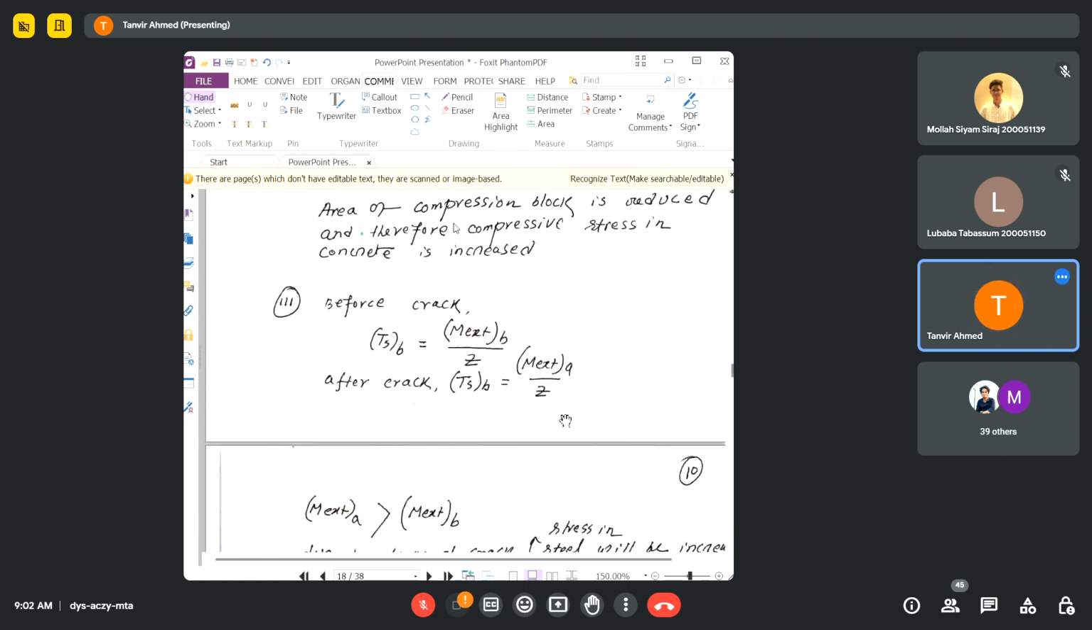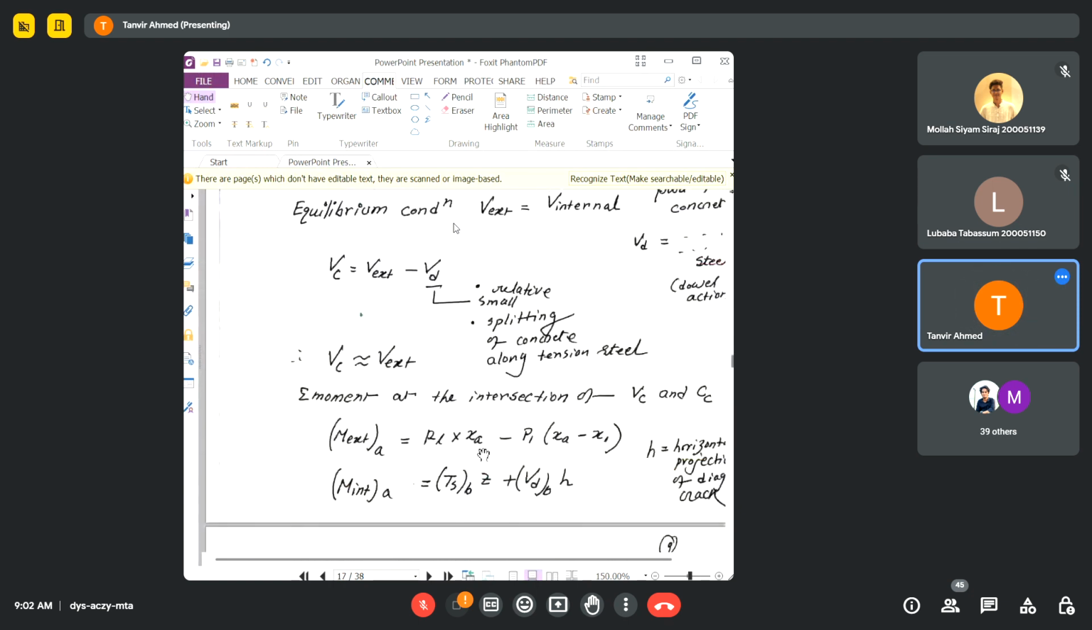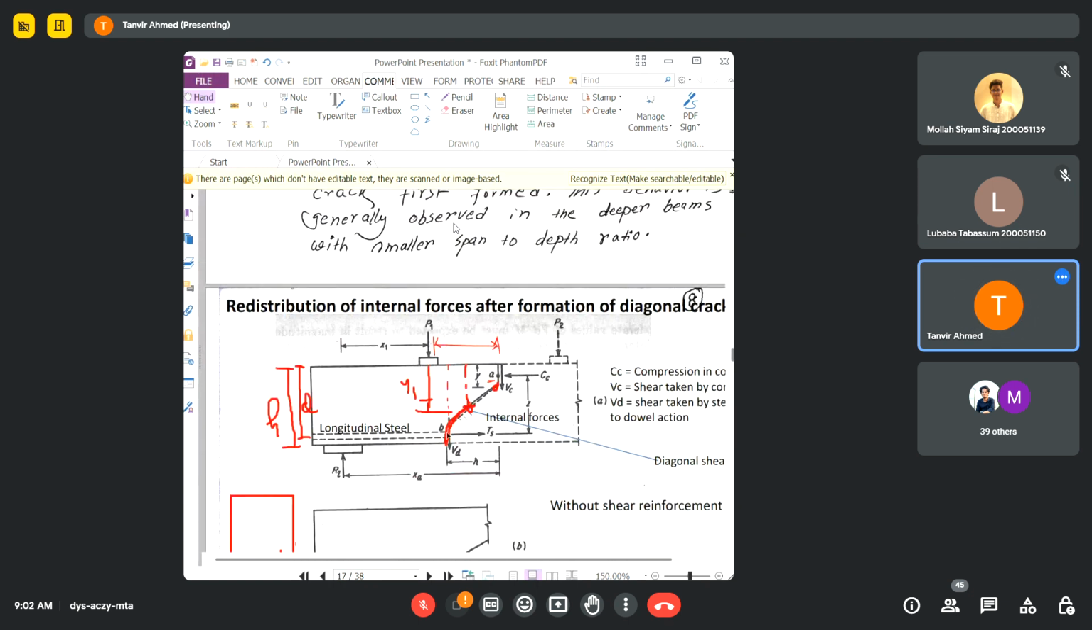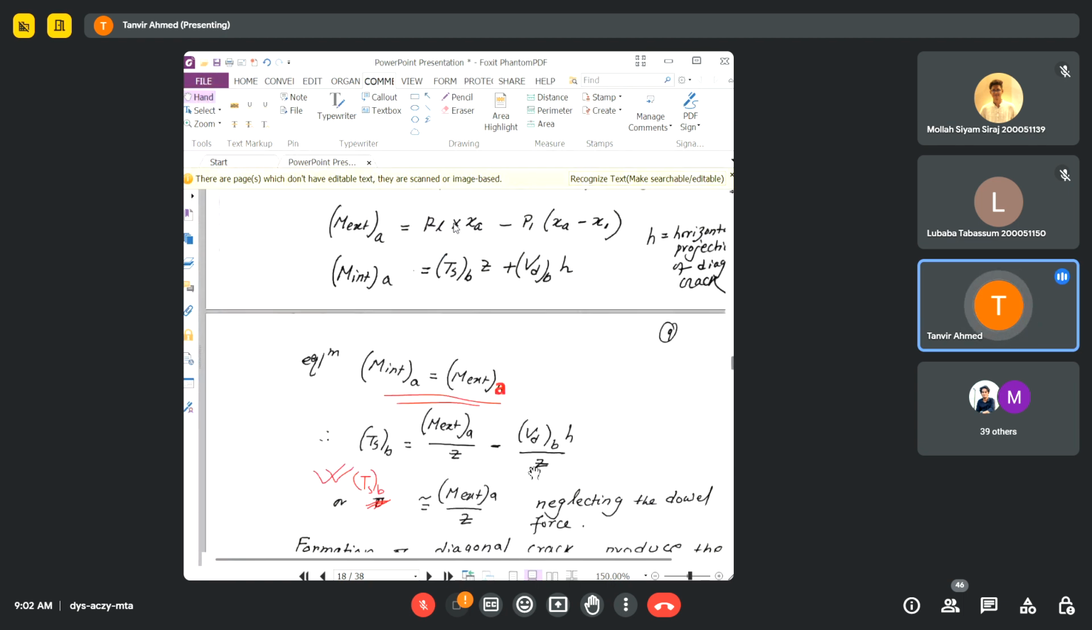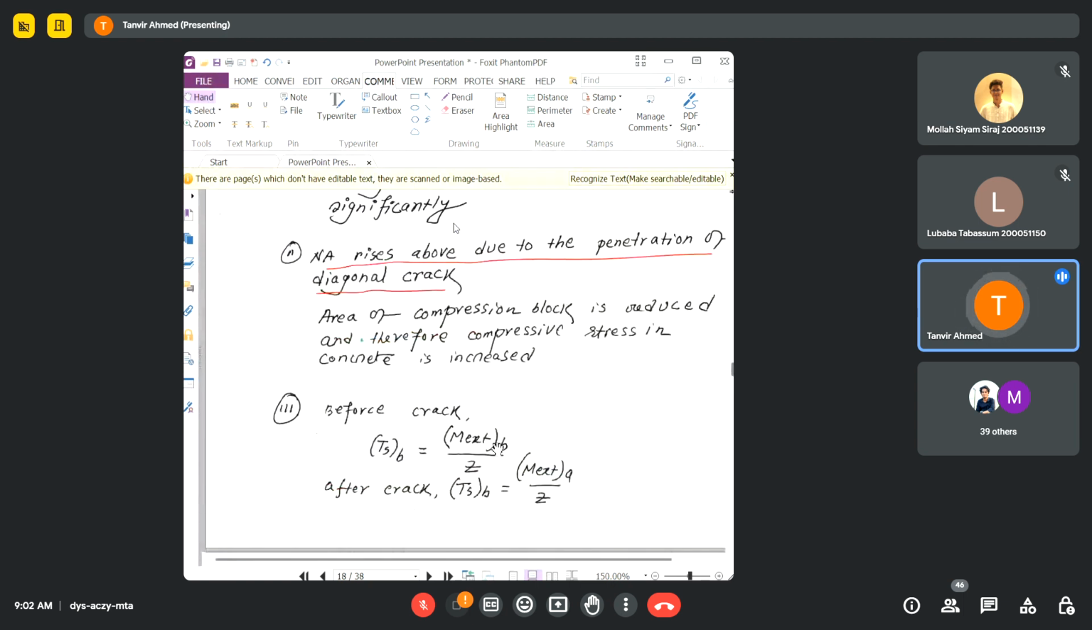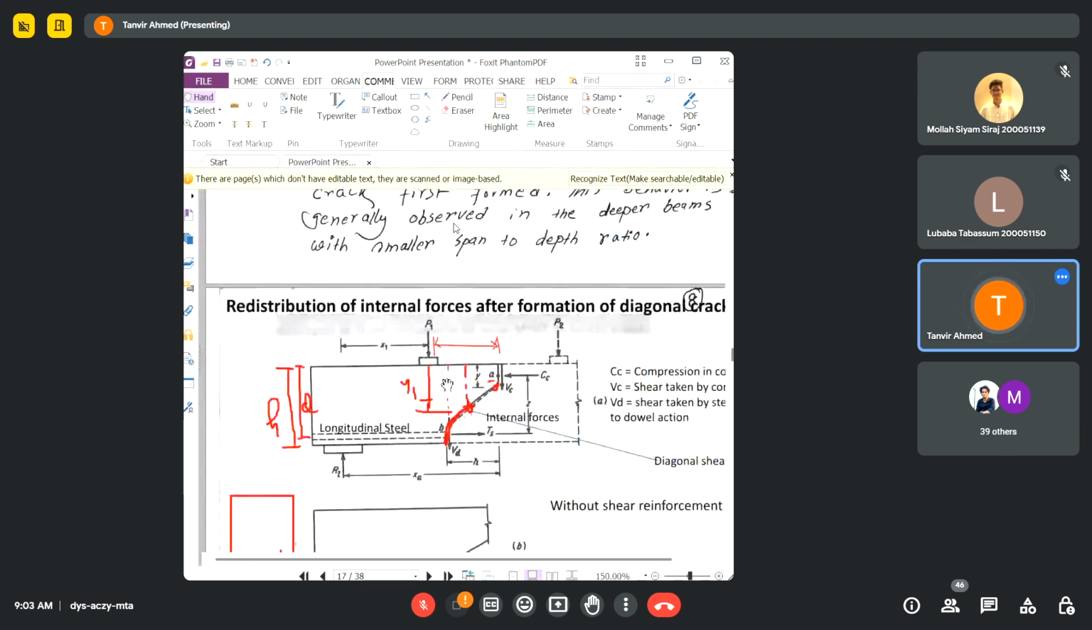Now before the crack forms, when the crack has not formed, the whole section will be effective, and the distance between A and B will become 0. In that case, M external at point B and M external at point A will become equal, since A and B will be on the same line. So M external at point A and M external at point B will become equal.